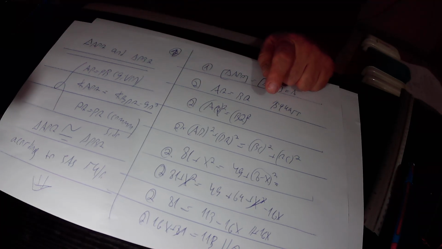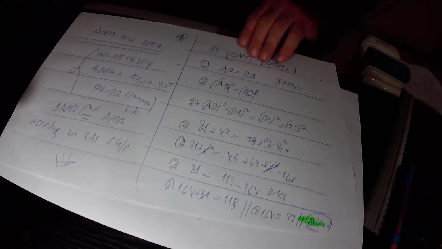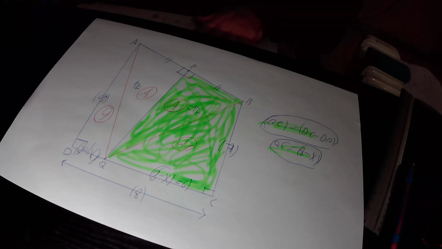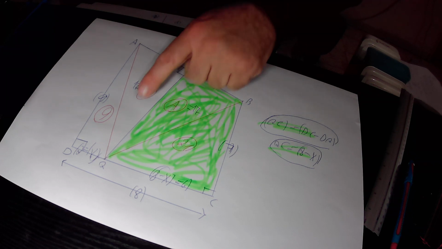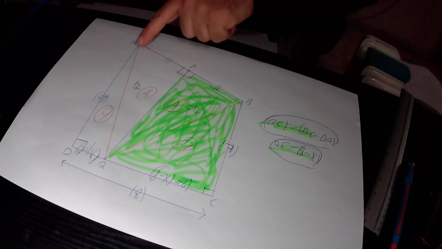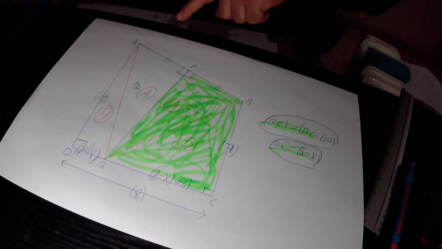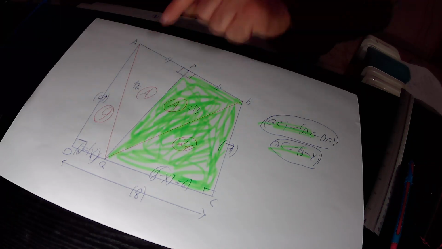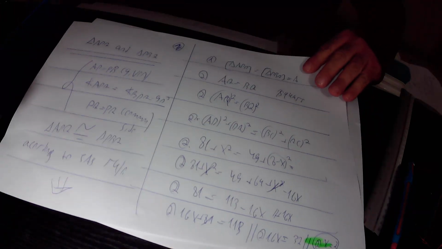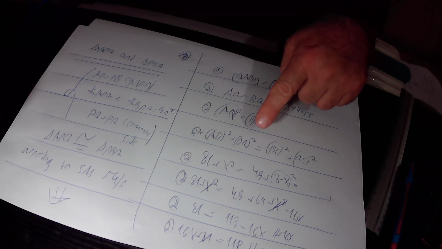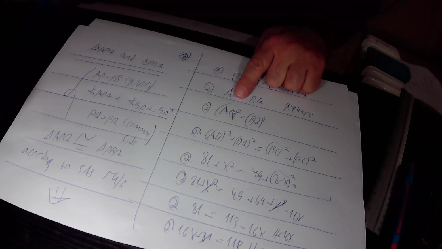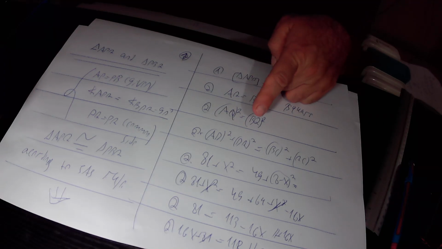According to the Pythagoras theorem, in any right triangle, the square of the hypotenuse equals the sum of the squares of the perpendicular sides. So what is the value of AQ squared? If we focus on this right triangle ADQ, the hypotenuse is AQ. So AQ squared equals AD squared plus DQ squared. Therefore, we substitute AQ squared in equation 2 by AD squared plus DQ squared.